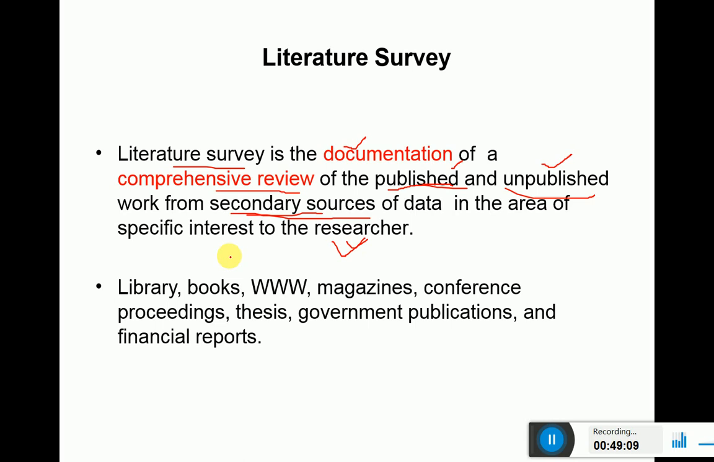Literature review sources include library books, websites, magazines, conference proceedings, theses, government publications and financial reports. Besides these there are journals, databases, magazines, articles and brochures. All of these are literature survey or secondary sources. Now the next thing is that why we have literature survey.